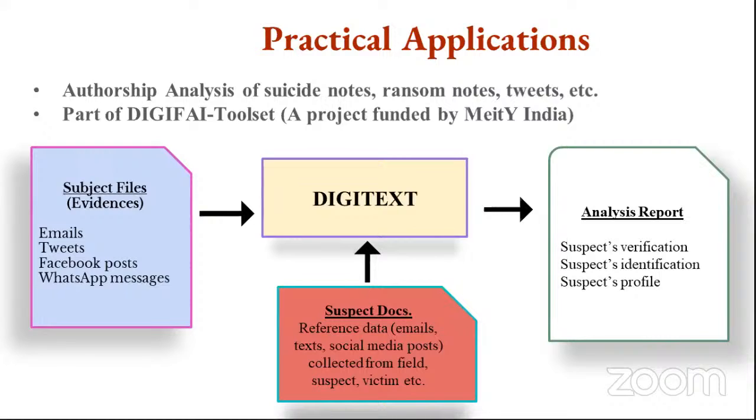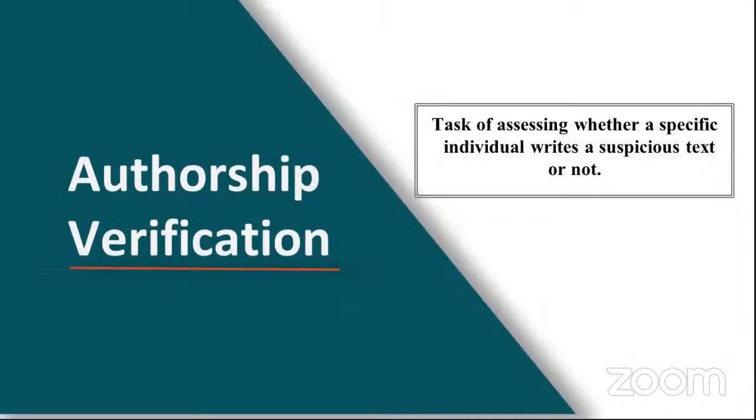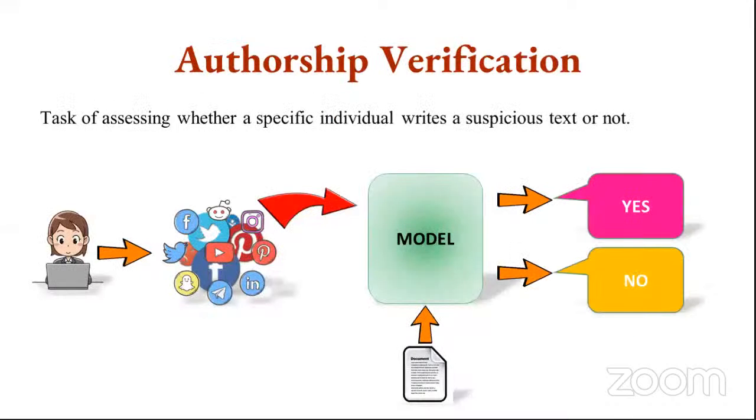So basically, authorship analysis of the suicide notes, ransom notes, and the tweets. This is the task. Now first we will discuss authorship verification, the task of assessing whether a specific individual wrote a suspicious text or not.